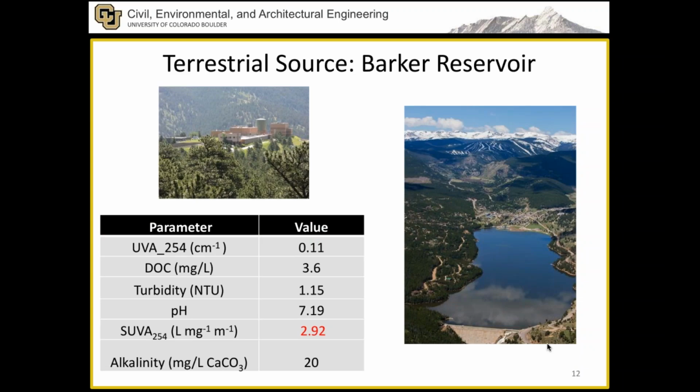For a terrestrial source, we used Barker Reservoir, as seen in the photo on the right. You can see ski slopes in the background of that photo. So this reservoir receives snow melt infiltration yearly. It had a SUVA of around 2.92 liters per milligram per meter. And this water is one of the source waters for the city of Boulder, Colorado drinking water treatment plant.